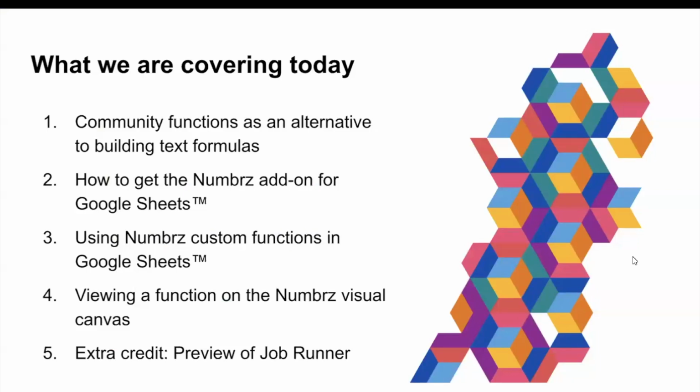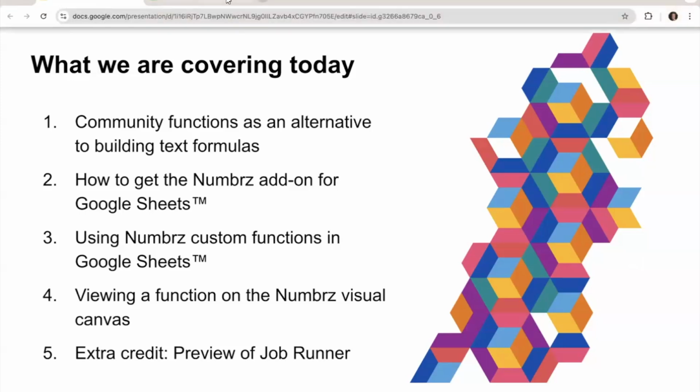Today, we're going to go over community functions as an alternative to building text formulas in spreadsheets. And we're going to show you our new Numbrz add-on for Google Sheets that launched last week. And we're going to show you how you use custom functions in your Google Sheets. And then real quick, we'll show you the actual function of the Numbrz visual canvas, which is one of my favorite features of the platform. And then for those who watch our videos, we always do extra credit at the end. At the end of this video, we're going to give a preview of Job Runner.